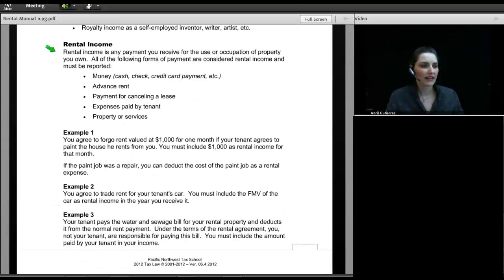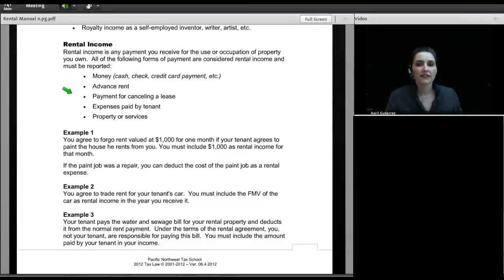So what is rental income? Well, rental income is any payment you receive for the use or occupation of property that you own. All of the following forms of payment are considered rental income and must be reported. The most obvious is when you collect money, either in the form of cash, check, or credit card. The other method is that you received advance rent, so your tenant has prepaid rent for some future point. Prepaid rent is rent, it is income.